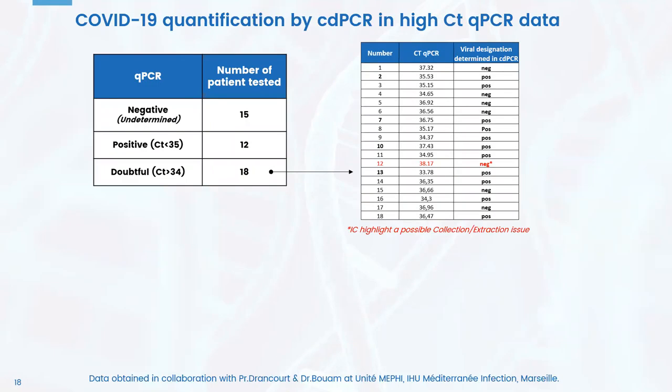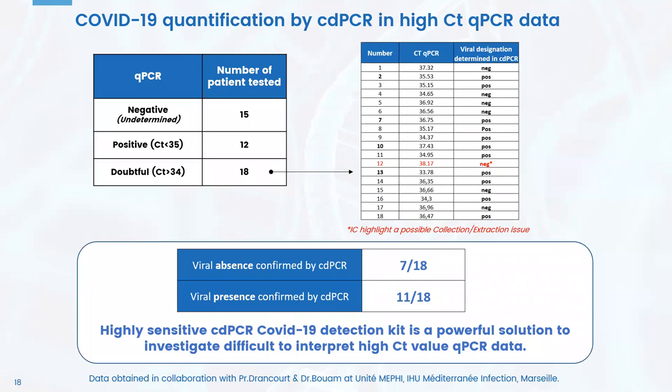The doubtful population, or any sample with a CT value greater than 34, were retested by crystal digital PCR and given a designation of positive or negative for viral sequences. 7 of the 18 samples tested were designated as negative for COVID-19, while the presence of viral sequences was confirmed in 11 of the 18 samples tested by crystal digital PCR. This data demonstrates the high sensitivity of the crystal digital PCR COVID-19 detection kit and highlights its use as a powerful solution to investigate difficult to interpret high CT value qPCR data.